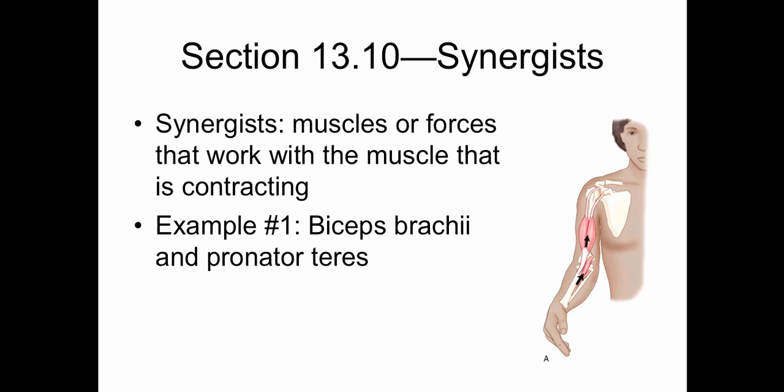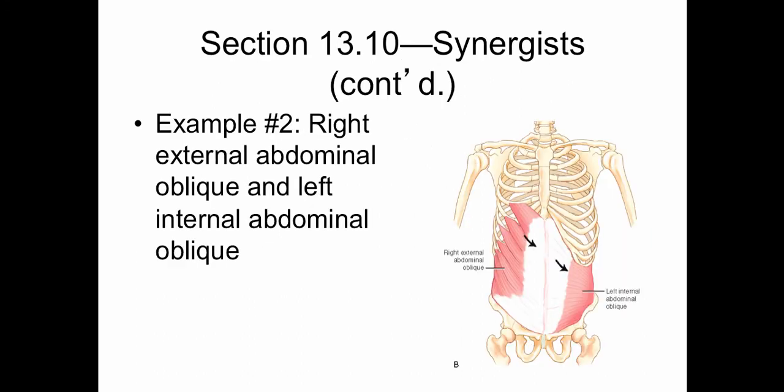Synergists. Synergists are muscles or forces that work with the muscle that is contracting. So the biceps brachii and the pronator teres are both performing the same action here, and therefore they are synergists. In the sagittal plane, these muscles are synergists. In the frontal plane, however, they are antagonists. It's the right external abdominal oblique and the left internal abdominal oblique.